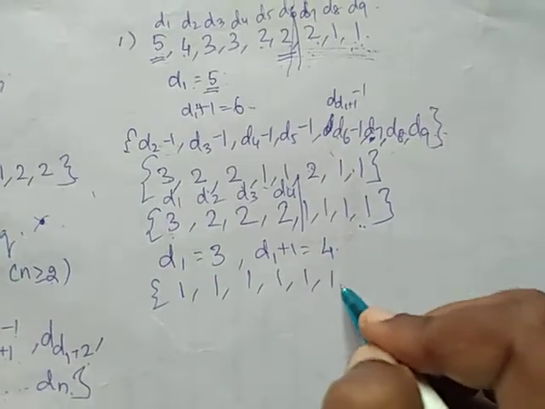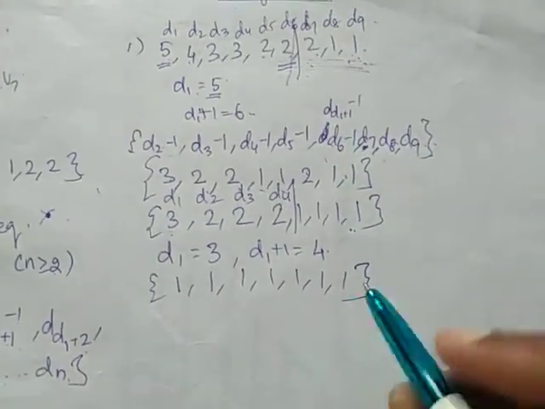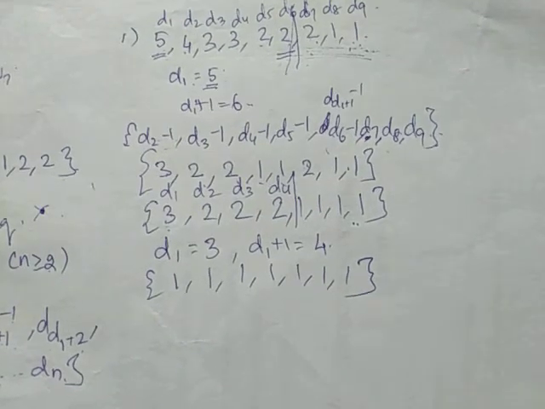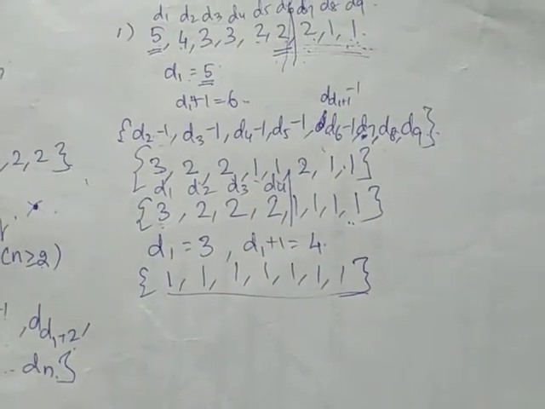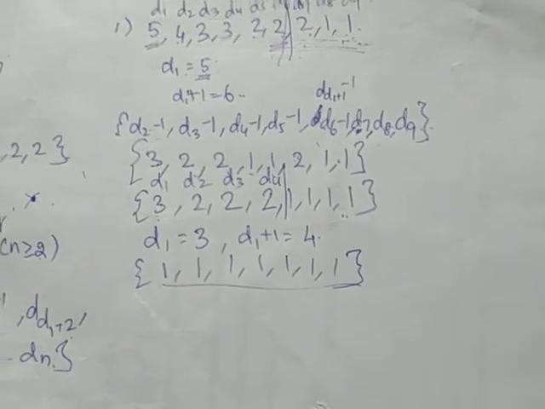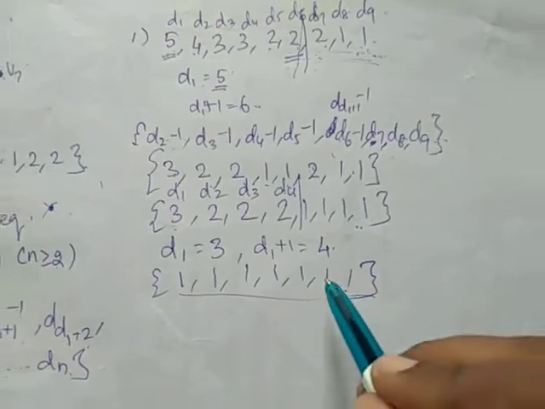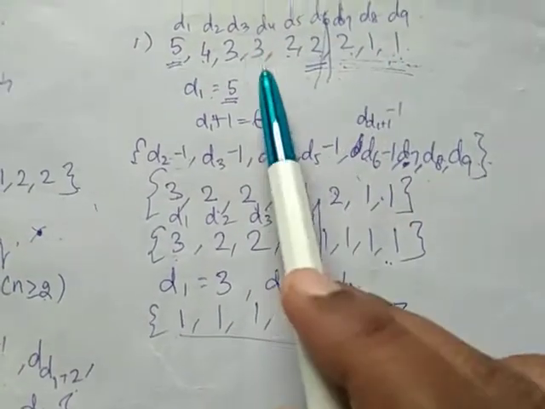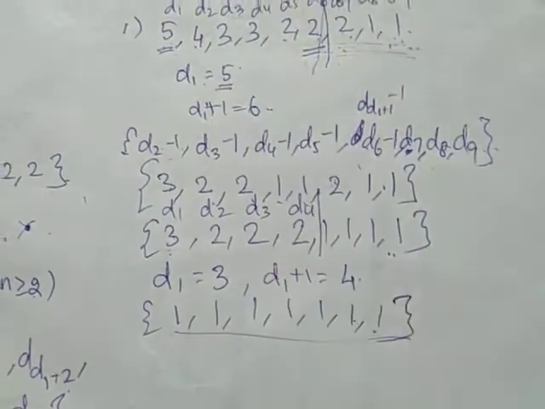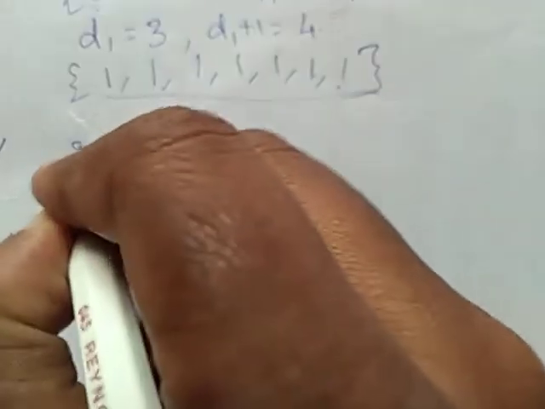1, 1, 1, 1. Here we will stop because n should be greater than or equal to 2. Here it is having 1. Here we do not have any negative integer. Therefore, this sequence is graphical. So according to the Havel-Hakimi algorithm, this sequence is also graphical. We'll consider another example.